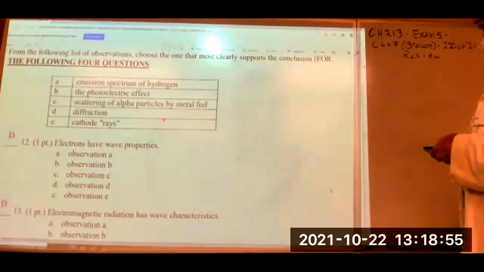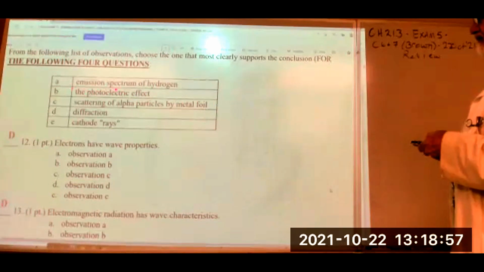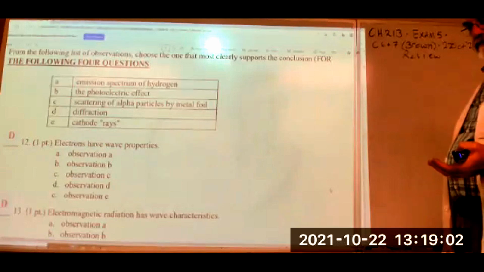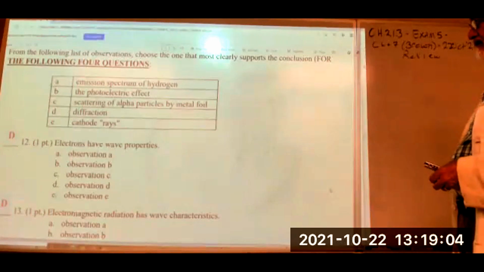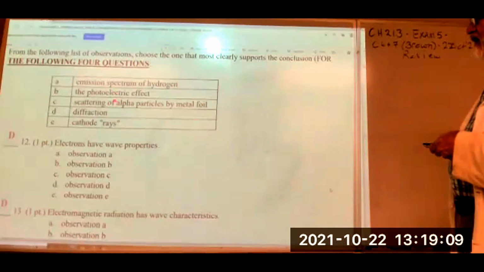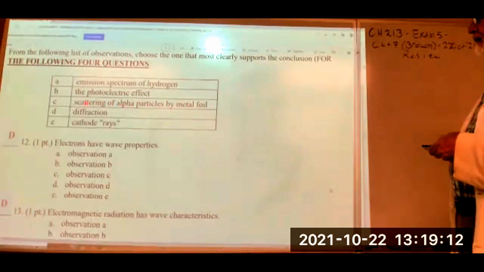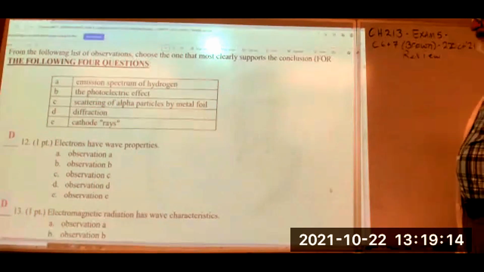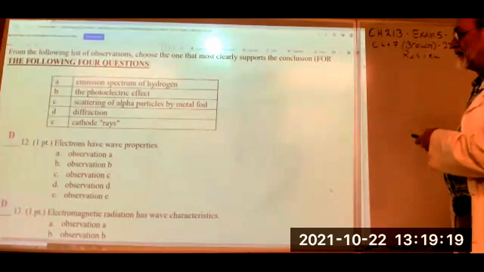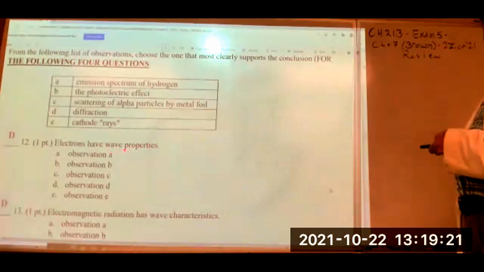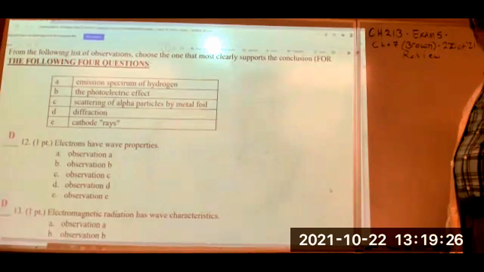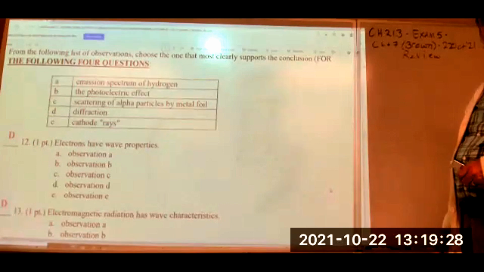The photoelectric effect. Photoelectric effect says that light is a particle, not an electron. Scattering of alpha particles by metal foil. They were talking about Rutherford's experiment there. No, that's not it. Okay. Diffraction. Diffraction is characteristic of anything with wave properties.